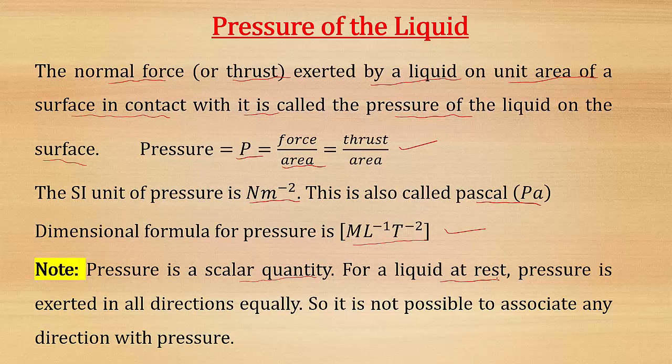For a liquid at rest, pressure is exerted in all directions equally. So it is not possible to associate any direction with the pressure. Remember, pressure is always exerted in all directions equally. So there is no particular direction, so we consider it a scalar quantity. So, definition, expression, SI unit, dimensional formula, and it is a scalar quantity.